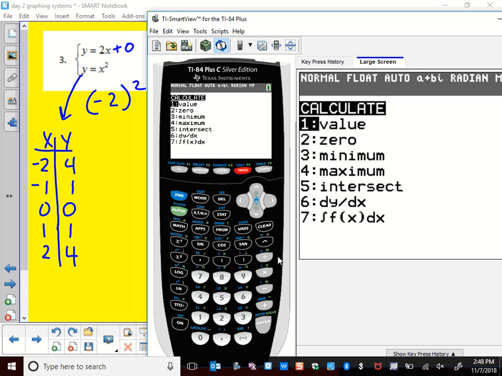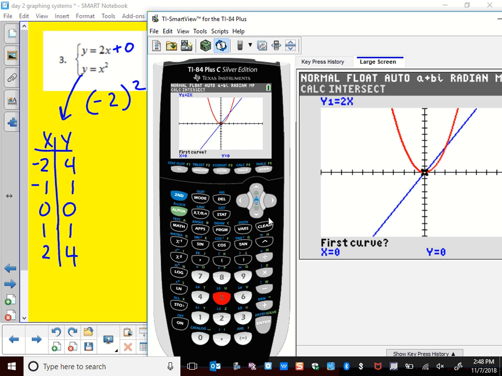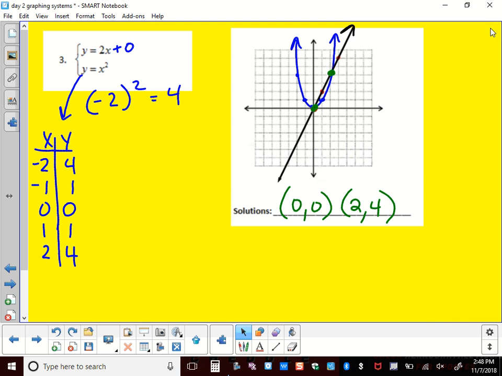I hit second trace again, intersect, and I'm gonna move my little blinky guy to my other intersection. Are you guys paying attention? If you just get in the same vicinity, then it's good. Your calculator can do the rest. And then you're gonna hit enter 3 times. What do we get? 2, 4. Did anyone only use calculator? Did you do everything by hand? Okay, that's fine, but you can do calculator.